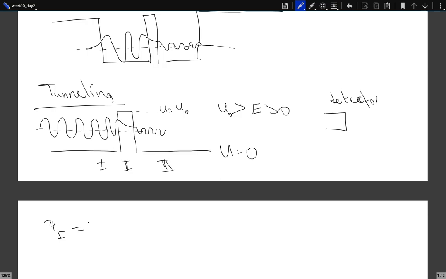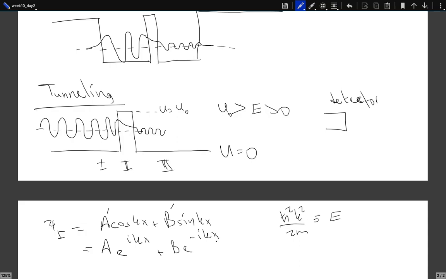In region 1, it's a free particle. Well, you can say that cosine kx plus b sine kx, where h bar squared k squared over 2m is equal to E. Well, I would rather, let me put primes over there. I would rather write it as a times e to the power i kx plus b times e to the power minus i kx, because these two waves have a definite momentum.